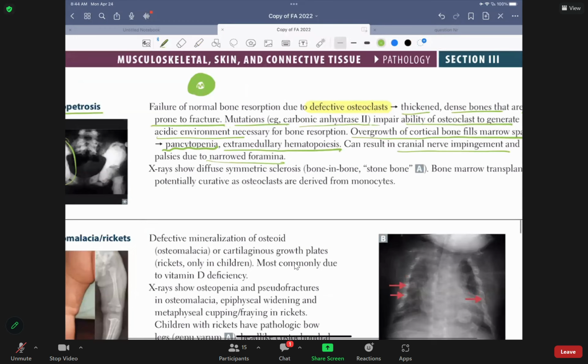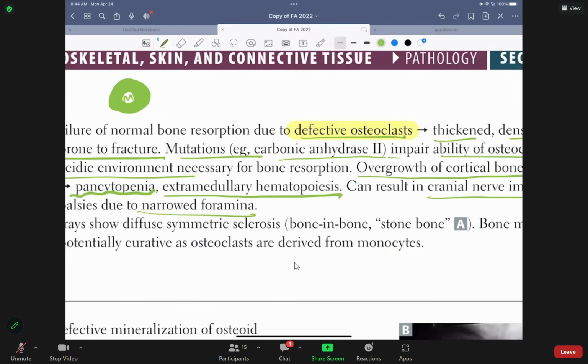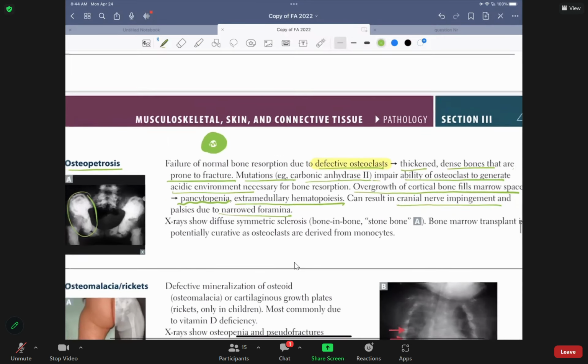So if I tell you this particular disease is an osteoclast defect, which means I'm technically telling you we need new monocytes. Is that clear, folks? So what do you think the treatment is for this particular disease?